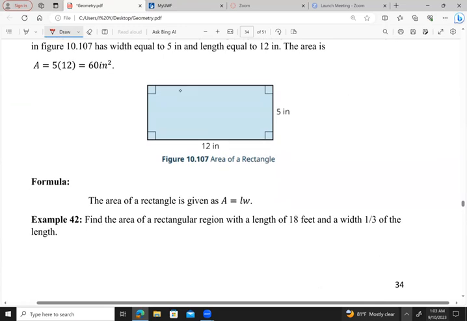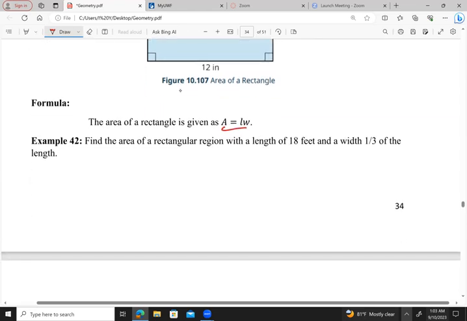Again, our formula: the area of a rectangle is length times width. So find the area of a rectangle with length 18 feet and width 1/3 of the length. So the width is 1/3 of 18, which in this case is 6. 18 times 6 is 108 square feet. That's simple.